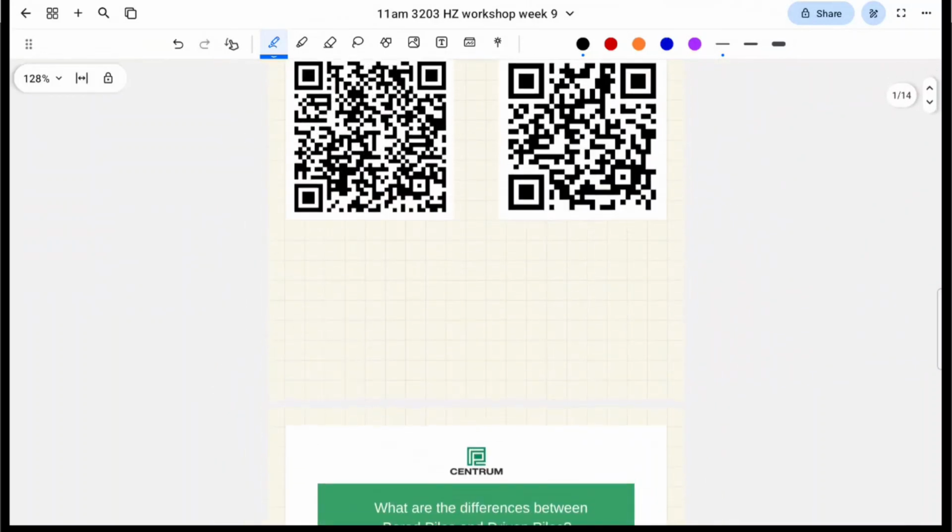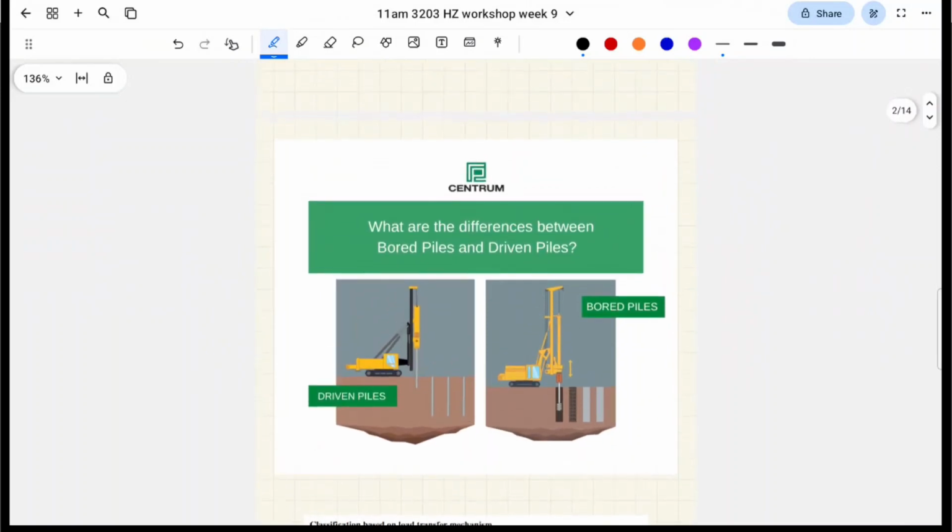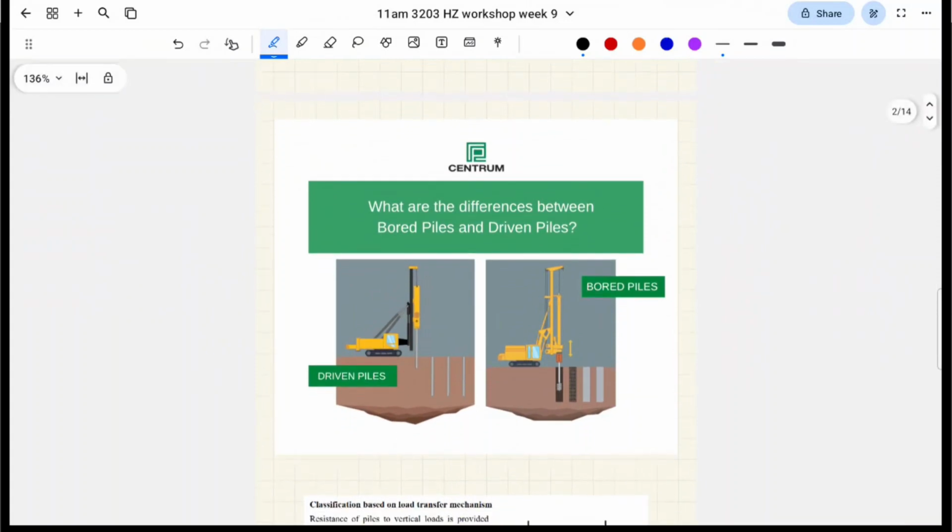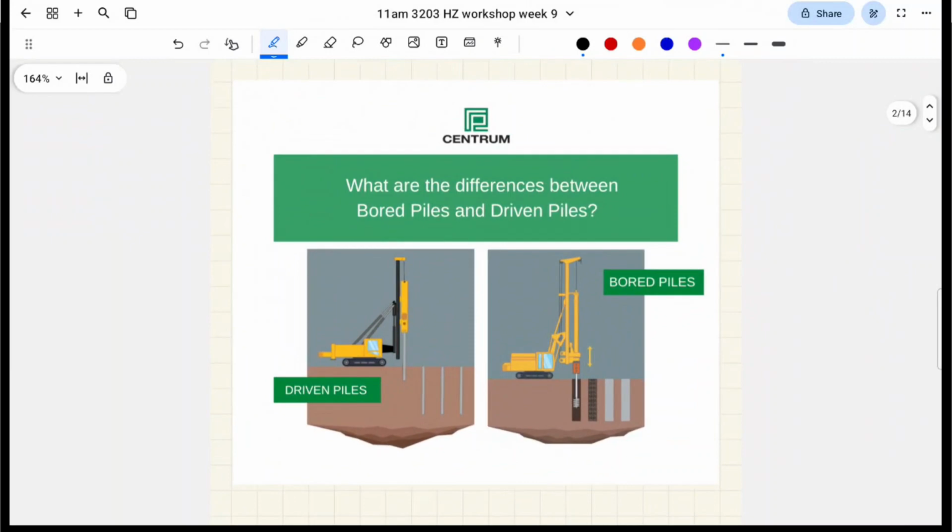Okay, let's talk about piles. We're going to start very general as usual. We're going to talk about the difference between driven piles and bored piles. This is basically how they're installed. I know this seems really random, but it does play into the calcs a little bit. There is a factor which will depend on this kind of information, which will be given in the question.